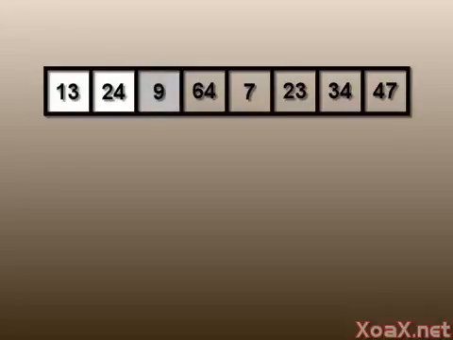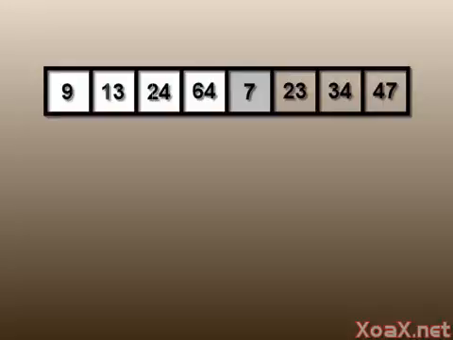We move on to insert the third element, which is 9. Comparing 9 to 24, we see that they are out of order, so we swap them. Then we compare 9 to 13. Since these are out of order, we swap them also. Now we have a sorted array of 3 elements. We move on to insert the fourth element, which is 64. Comparing 64 to 24, we see that the elements are in order, so our fourth element is already in its proper place. Now we have a sorted array of 4 elements.